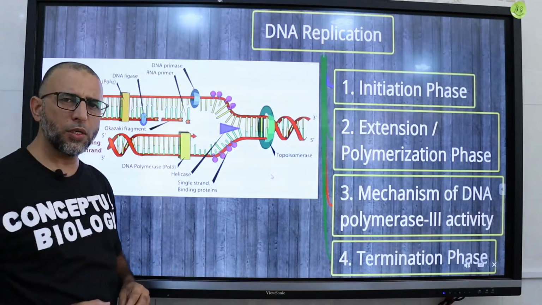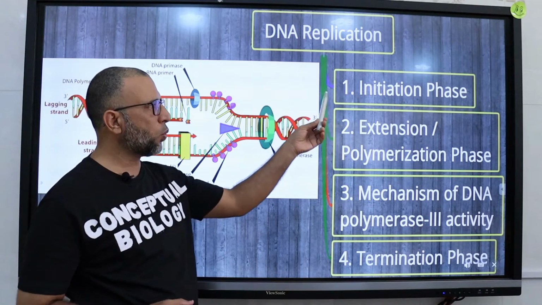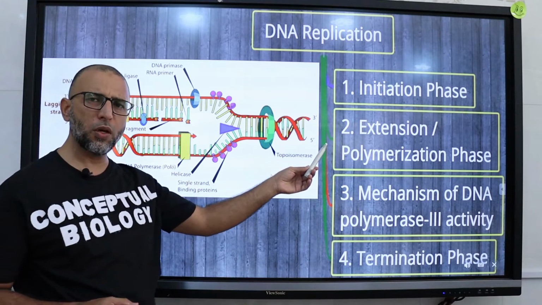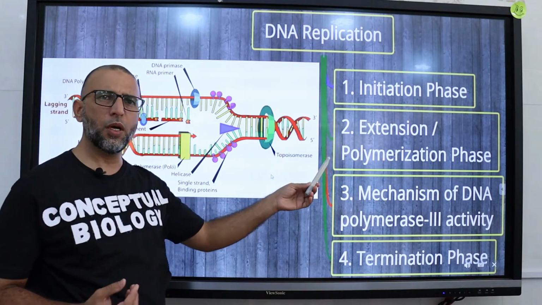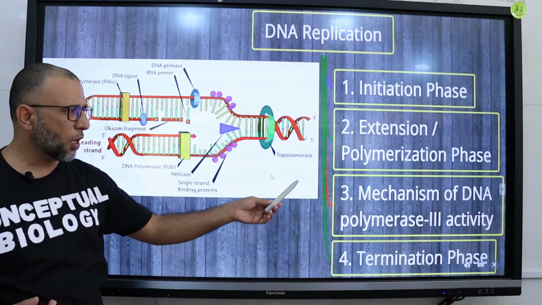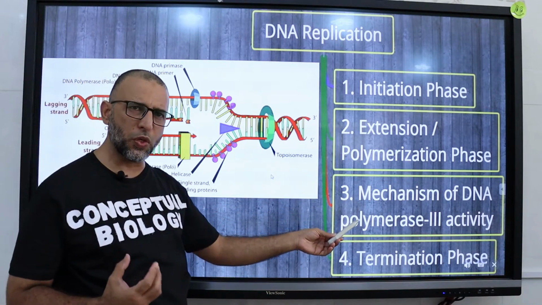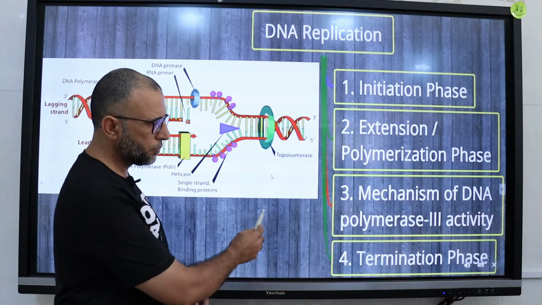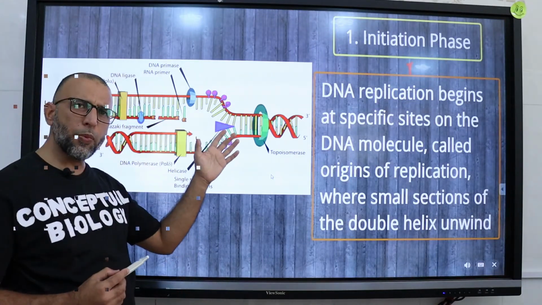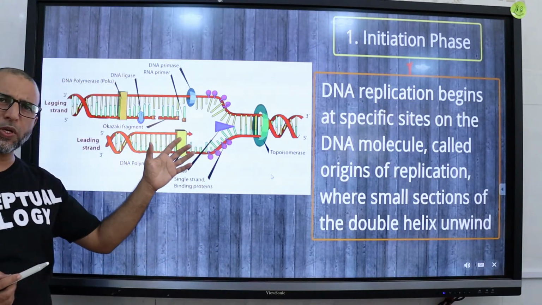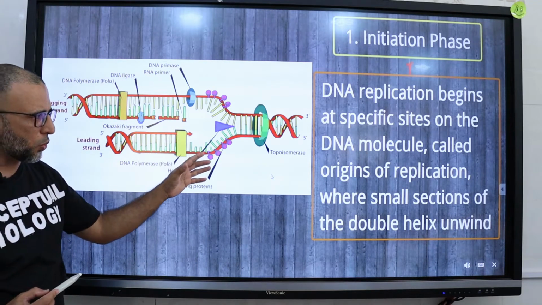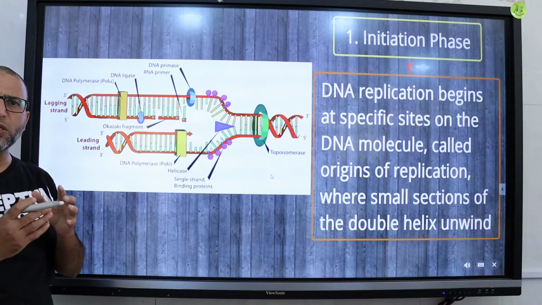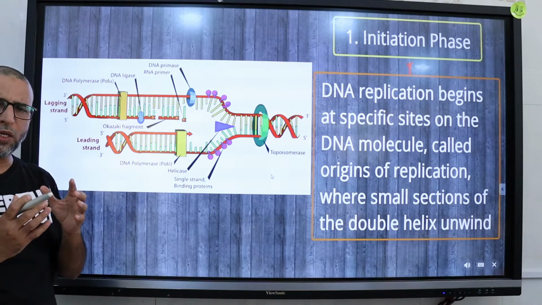DNA replication is divided into four steps. Number one is initiation phase, number two is extension or polymerization phase, number three is mechanism of DNA polymerase III activity, and number four is termination phase. DNA replication begins at specific sites on the DNA molecule called origins of replication, where small sections of the double helix unwind.